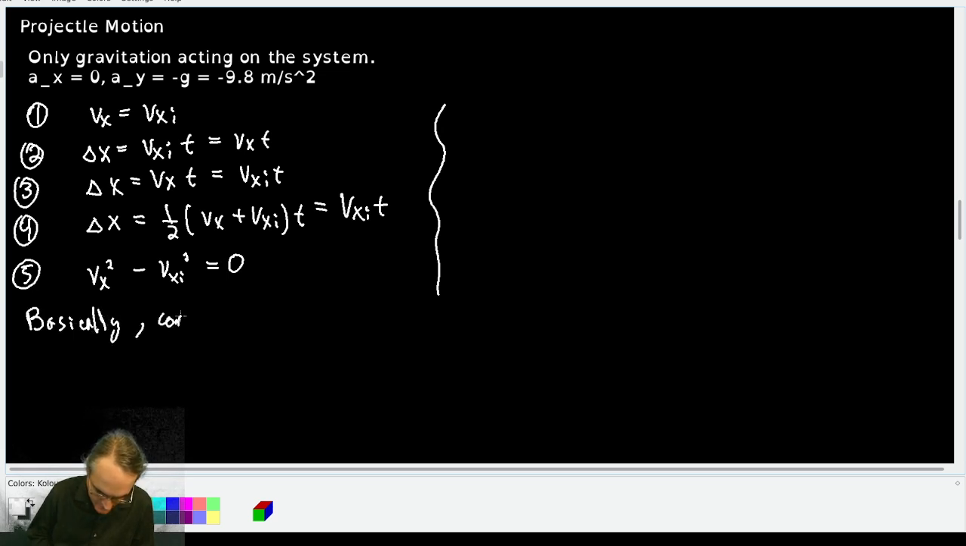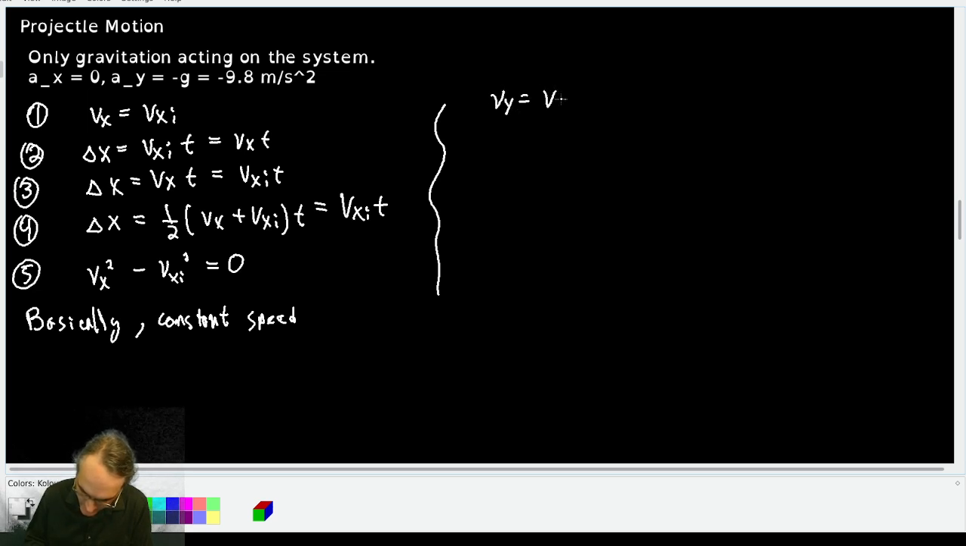Basically, constant speed, because no acceleration. So whatever its initial launch speed is in the x direction, it'll stay that. All right, vice versa. The y direction gets just as interesting as usual.